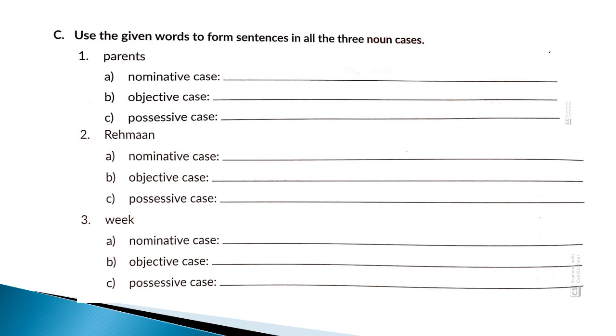Nominative case. Parents love their children. So parents becomes the subject of my sentence and hence it is a nominative case. If I have to use the word parents in an objective case, I can say, I am going to call my parents. The action of the verb lies on parents in this sentence, the object of the verb. Possessive case: this is my parents' car. Parents with an apostrophe s. This is my parents' car.